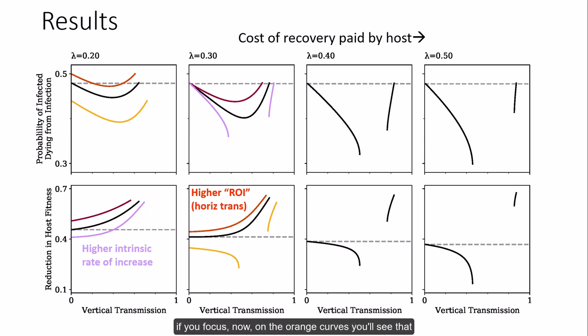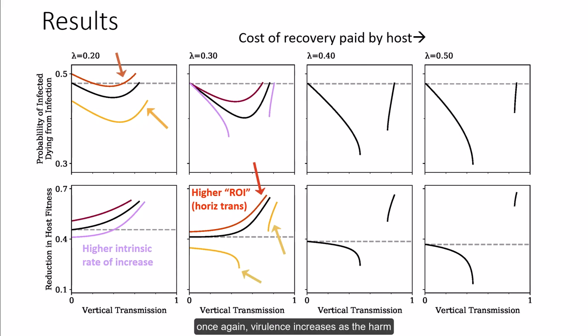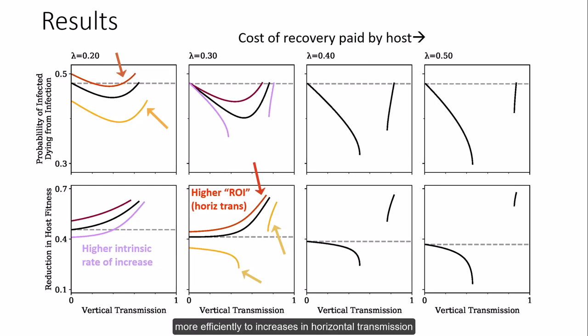If you focus now on the orange curves, you'll see that, once again, virulence increases as the harm a pathogen inflicts on its host translates more efficiently to increases in horizontal transmission. Note here that the darker orange corresponds to the higher ROI on harm and higher virulence.